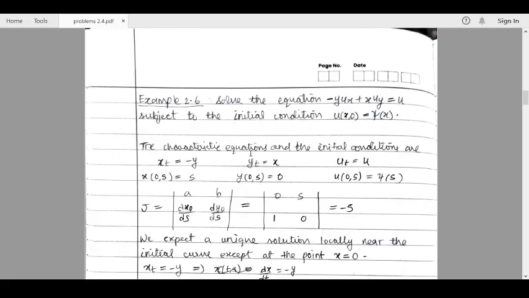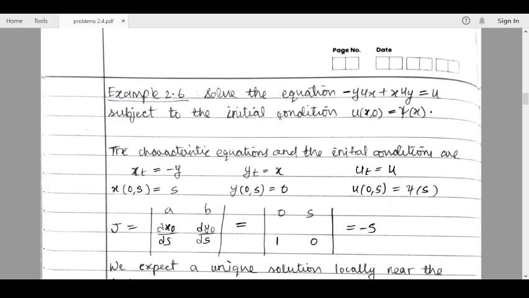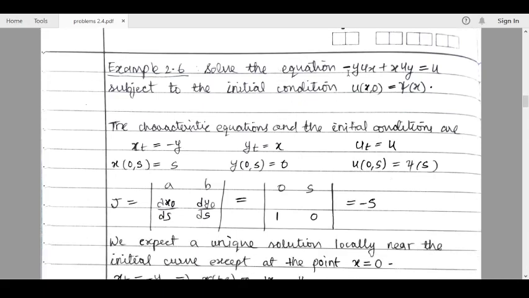Now we will see example 2.6. Solve the equation minus y ux plus x uy equal to u subject to the initial condition u at x, 0 equal to psi of x. So psi of x can be any function of x. So here we have a general term as an initial condition.